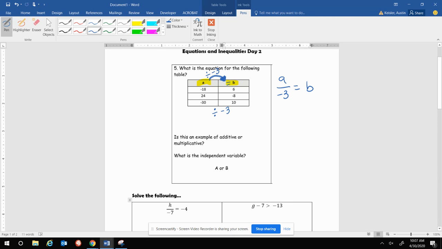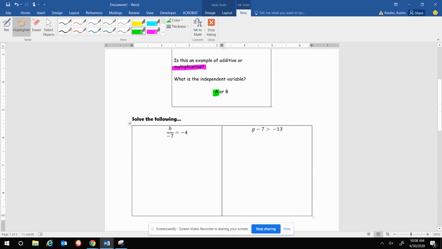This is an example of a multiplicative equation because I'm dividing. And then the independent variable, that's our input. So that's going to be A. It's what we start with.